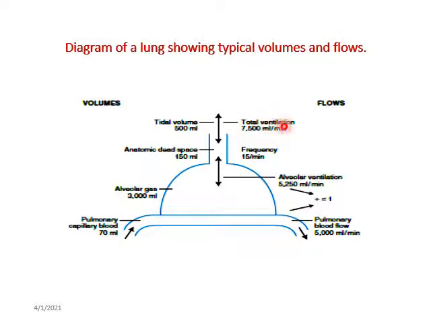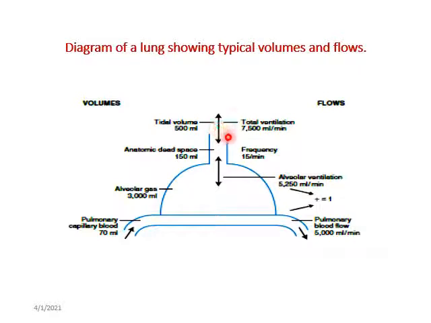This is the total ventilation. You take the total tidal volume, whether it is involved in gas exchange or not. You are just trying to find out how much of the air is getting to the lung, the conducting airways and the respiratory zone. So if you multiply the tidal volume by the frequency, it's going to be about 7,500 ml or 7.5 liters per minute.